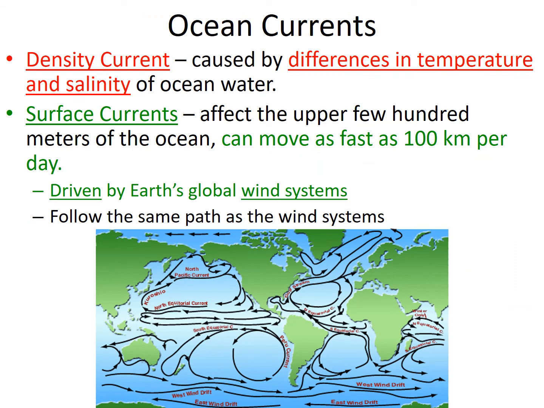All right, ocean currents. We have two types of currents. We have density currents, which are caused by differences in temperature and salinity of the ocean water. And then we have surface currents, which only affect the upper few hundred meters of the ocean, and they can move as fast as 100 kilometers per day. Surface currents are driven by the Earth's global wind systems, and they follow the same path as those wind systems.